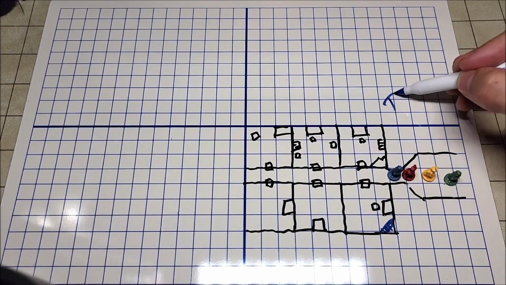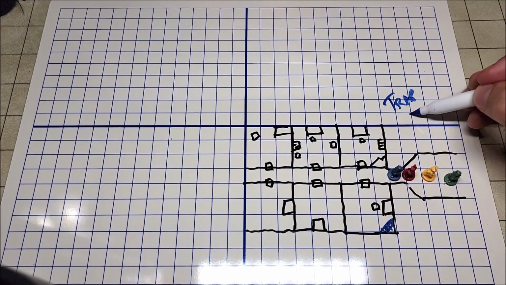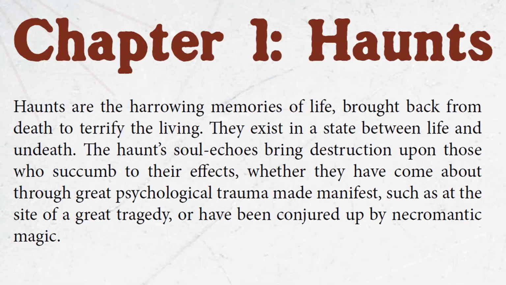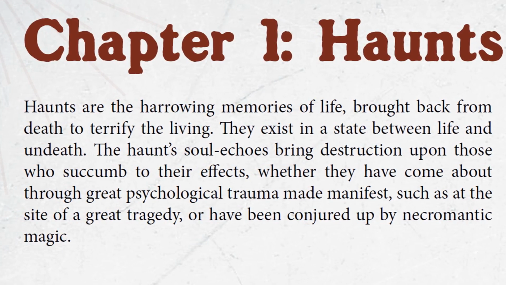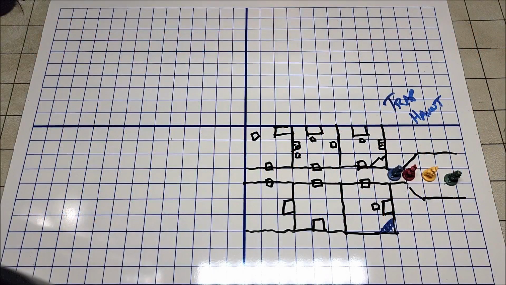Now again, the type of trap that we are running today is called a haunt trap. This is going to be either an area or perhaps an item that is haunted by a spirit. And in today's trap in particular, we're going to pick a mirror.